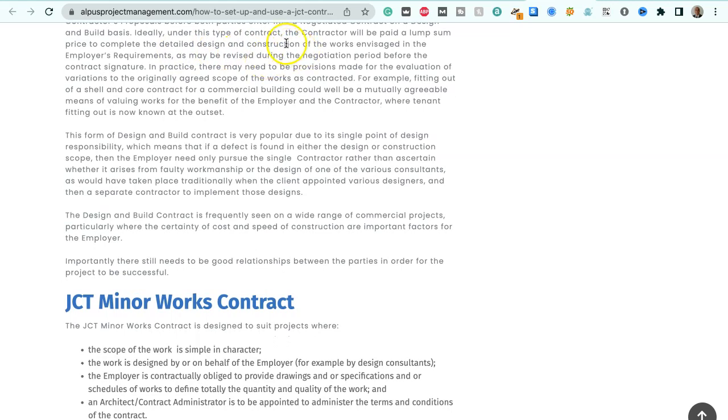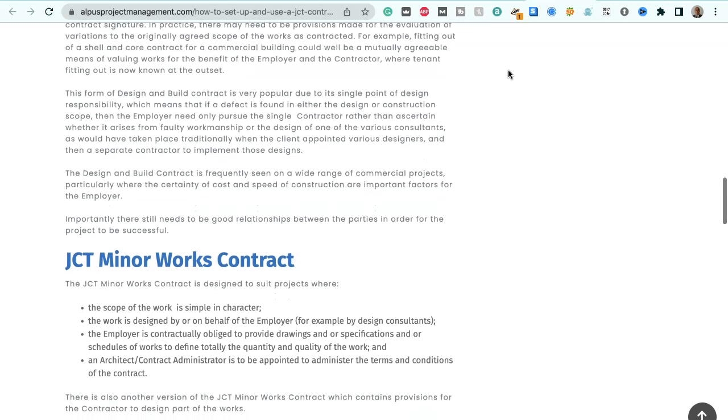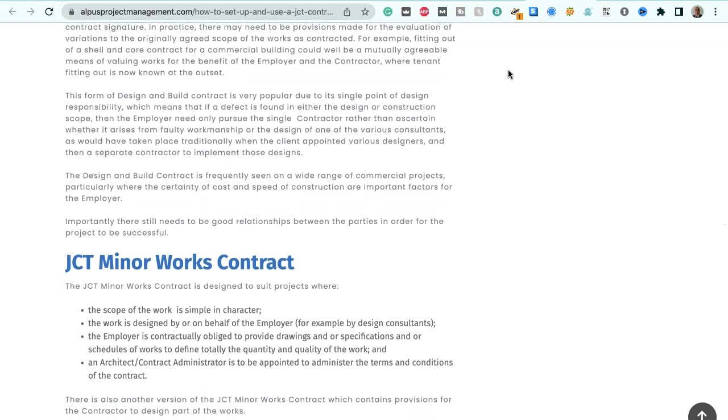Ideally, under this type of contract, the contractor will be paid a lump sum price to complete the detailed design and construction of the works envisaged in the employer's requirements, as may be revised during the negotiation period before the contract signature. In practice, there may need to be provisions made for the evaluation of variations to the original agreed scope of works as contracted.